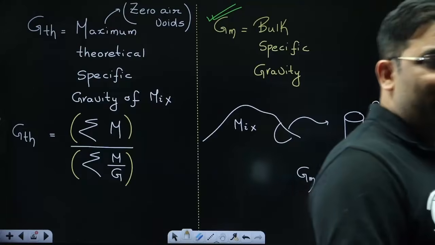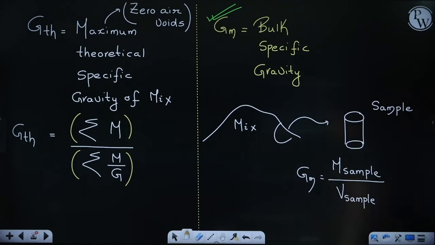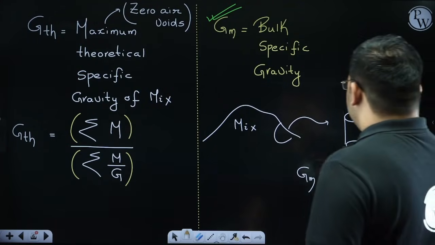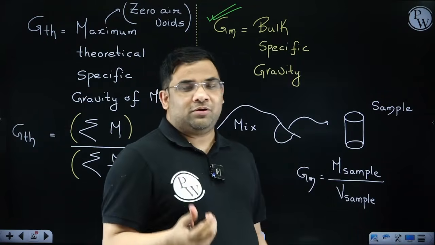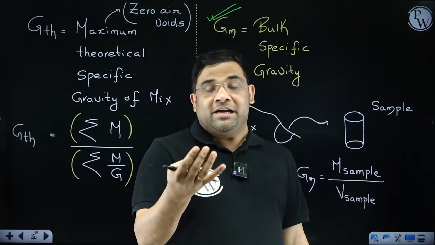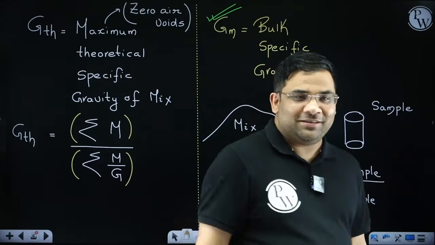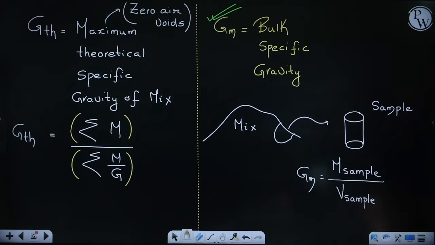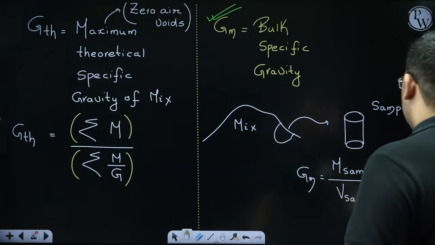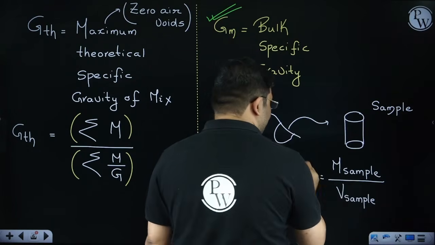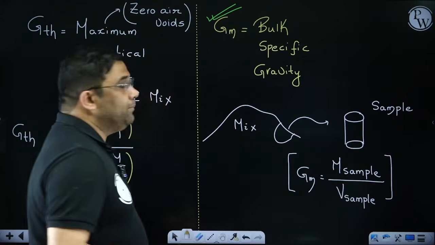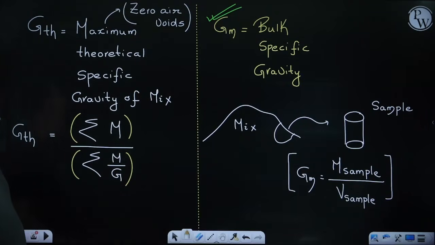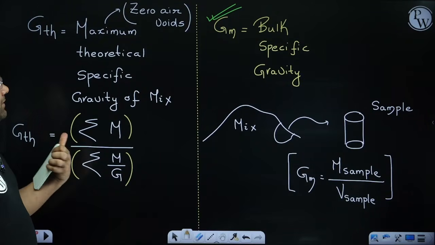Why does it give the actual specific gravity? You see, when from the mix we have prepared this sample, in this sample there will be air also, right? Because in the sample you would not have compacted to zero air voids. So in this volume of the sample there will be some air. So this is the actual specific gravity or the bulk specific gravity. And this is the theoretical one, the maximum theoretical specific gravity of the mix.